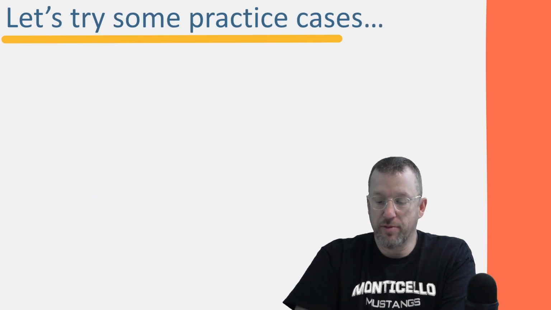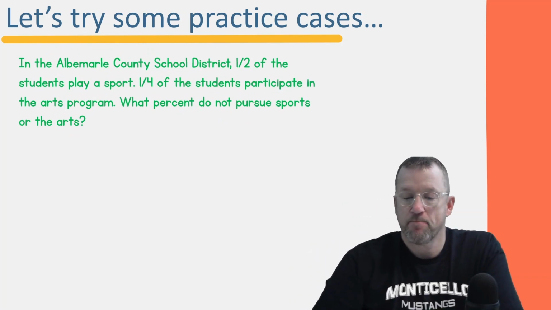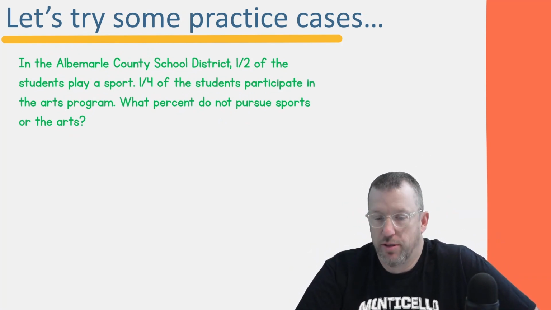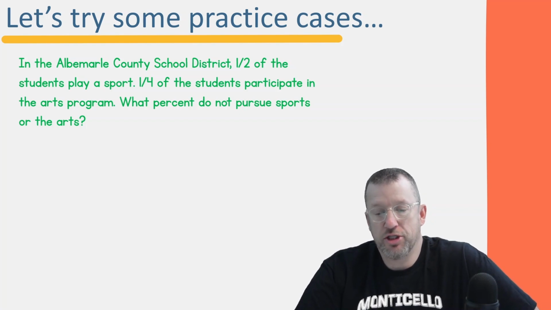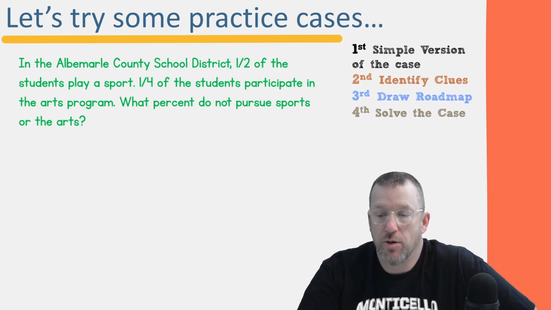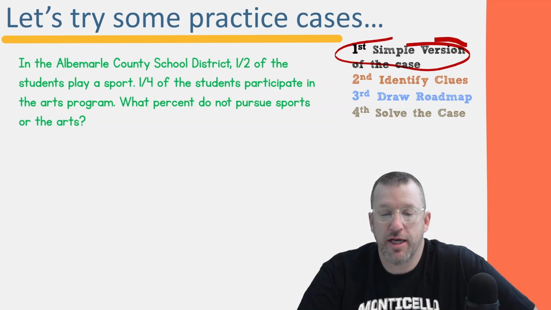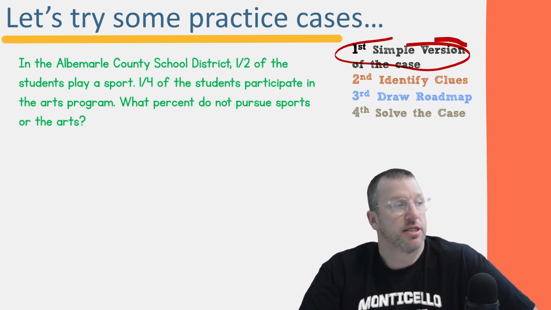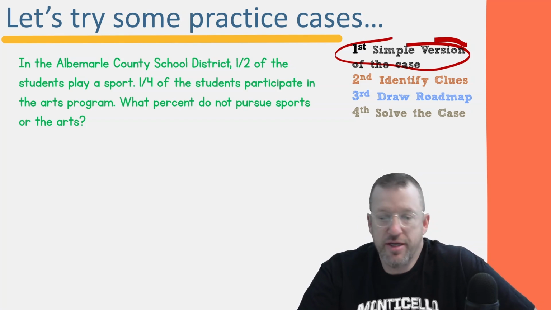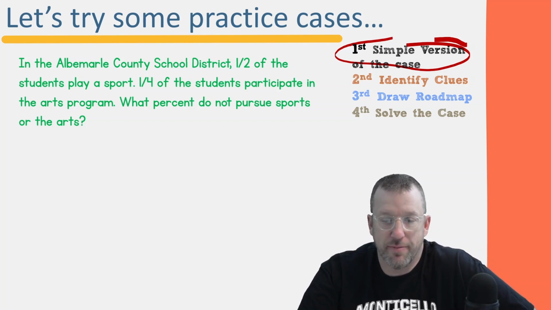Now I told you that was a simpler problem. Let's look at a little bit harder, okay? In the Albemarle County School District, half of the students play a sport. A fourth of the students participate in the arts program. What percent do not pursue sports? Okay, so again, let's look at it. What's the simple version of our case? We have this school district. Some of them play sports, some of them do art. What percent doesn't do either? That's the question. All right, so I made it simpler.